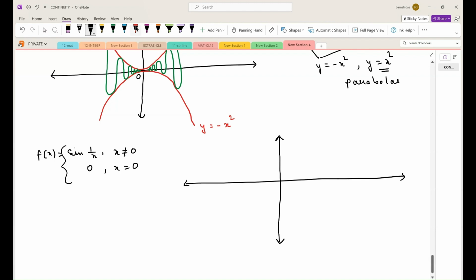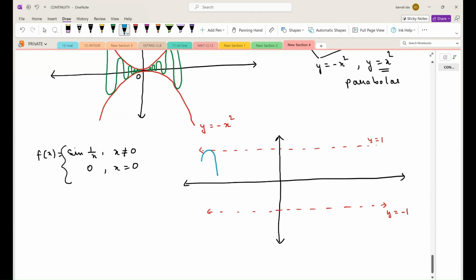Of course, sine lies between 1 and minus 1. So if this is my y equal to 1 and this is my y equal to minus 1, then sine 1 by x is like this. It oscillates. This is called an oscillatory function.